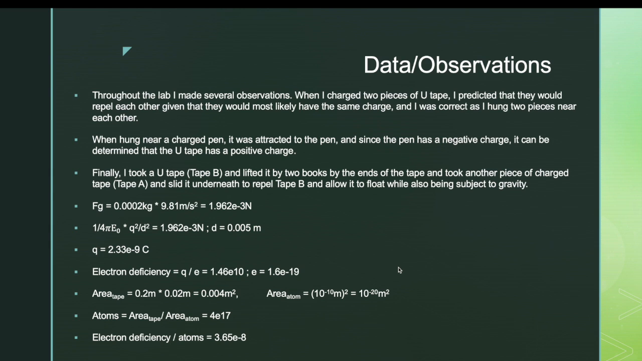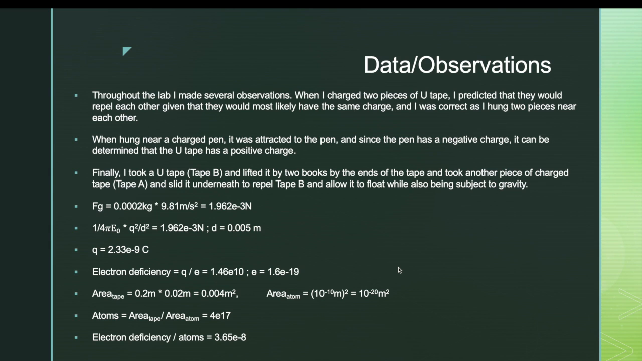And here was some data that I collected from this experiment. First, I took the mass of tape B and multiplied it by gravitational acceleration to see what type of gravitational force tape B was being subject to. And I found that this gravitational force was 1.962e-3 Newtons. I then took this gravitational force and set it equal to electric force.